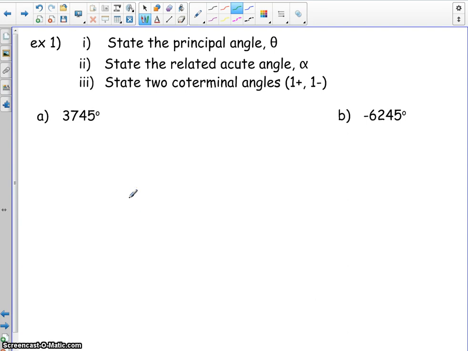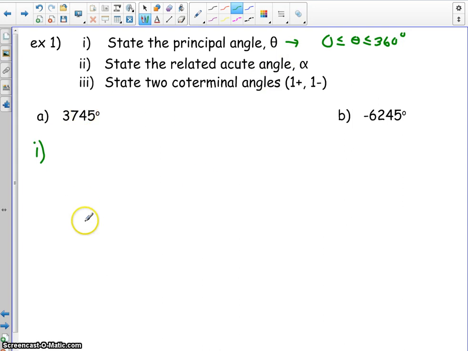A couple more examples to go here. With each of these examples, I want you to find the principal angle, find the related acute angle, then find some other coterminal angles. If you look at this one right here, 3,745 degrees is far larger than 360 degrees. If we want a principal angle, remember that it has to be between 0 and 360 degrees. So this is far too large.